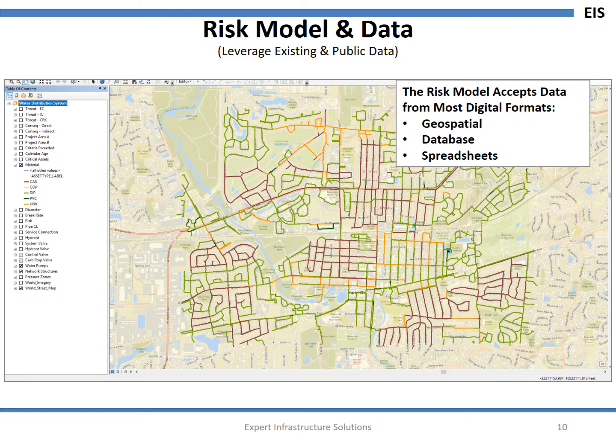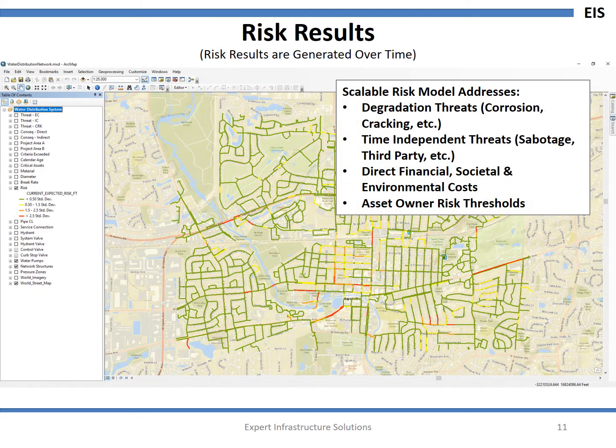So this output here is just showing you the disparity in the kinds of data that are managed within the risk model. Risk results are generated and represent the probability of failures for different time-dependent and independent threat types, which are then multiplied by direct and indirect consequence types, resulting in a monetized annual risk for each asset. This output shows risk levels close to or exceeding the asset owner's requirements in the short term.